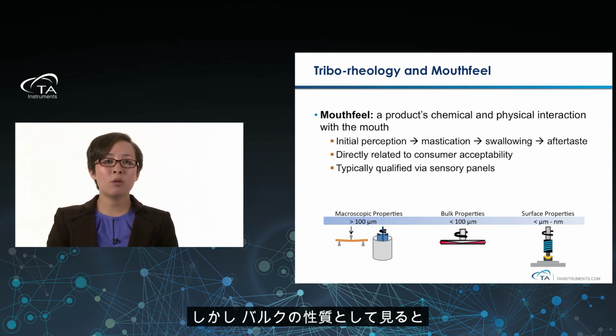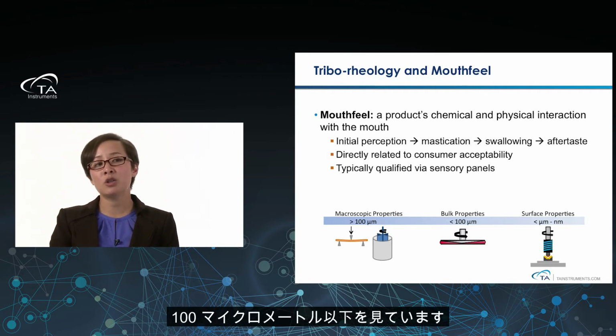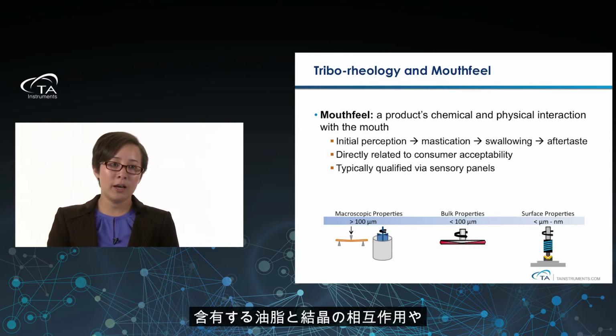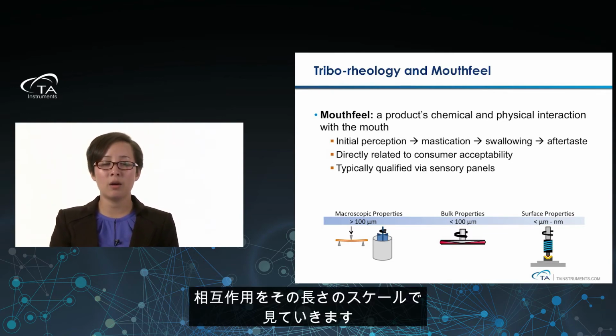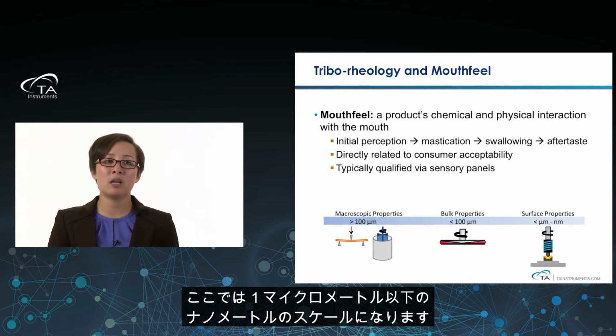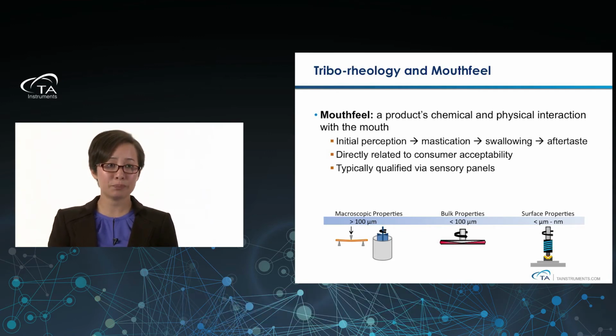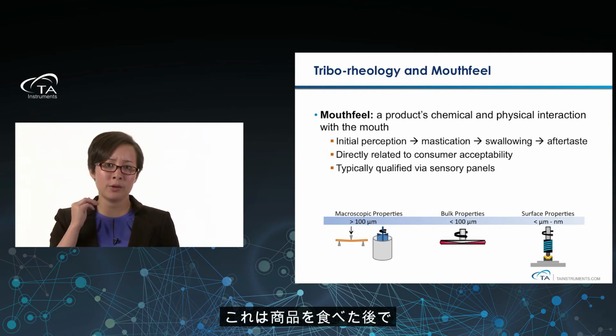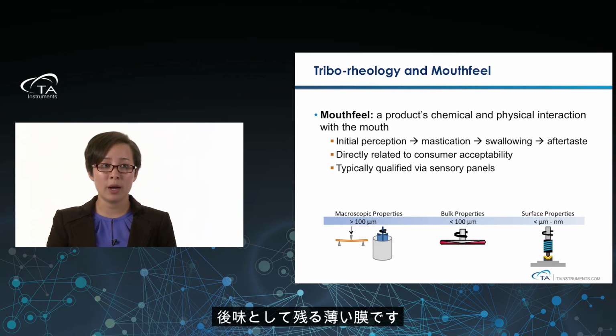But then when we move to bulk properties, now we're looking at less than 100 microns. That could be more related to rheology and the interaction of the fat content and the crystals and how those interact with one another on that length scale. But when we talk about surface properties, now we're looking at less than a micron, into the nanometer range. And so that's going to be more in the realm of tribology. That's really those thin films that remain in the mouth as someone is consuming these products.